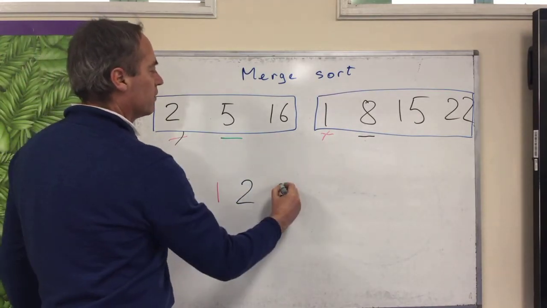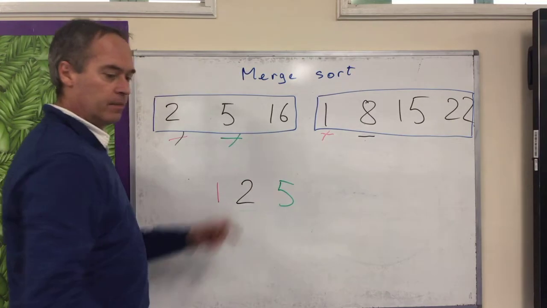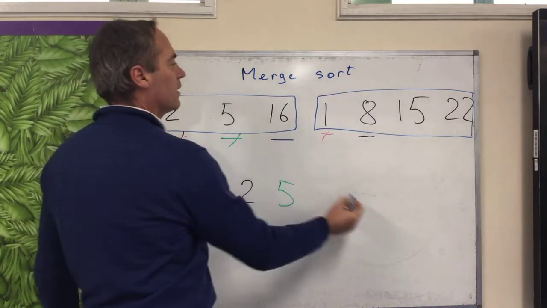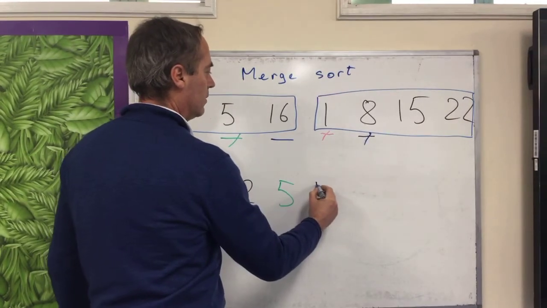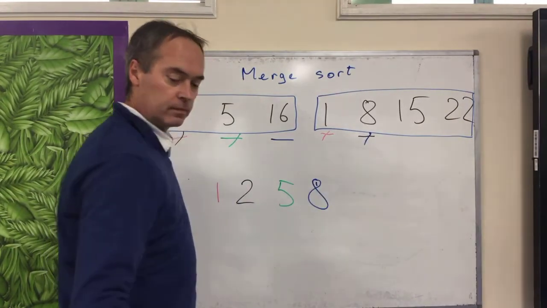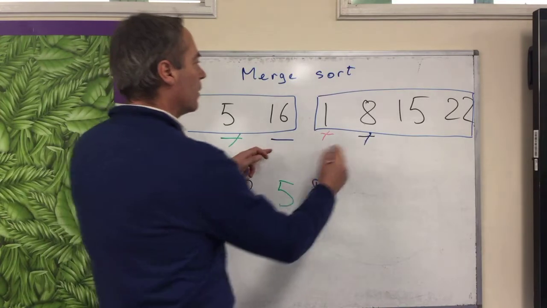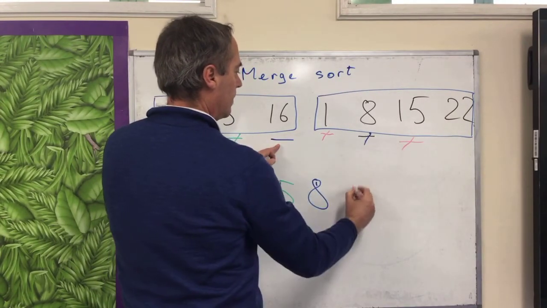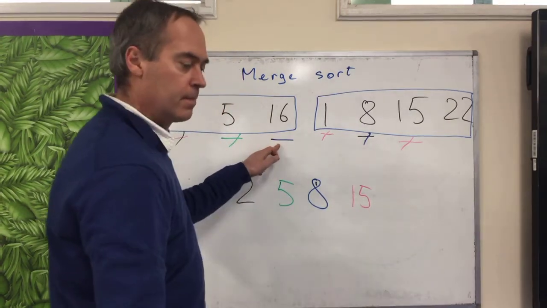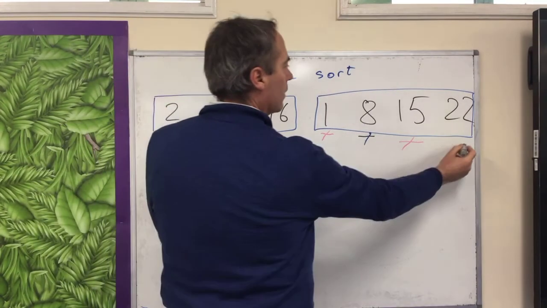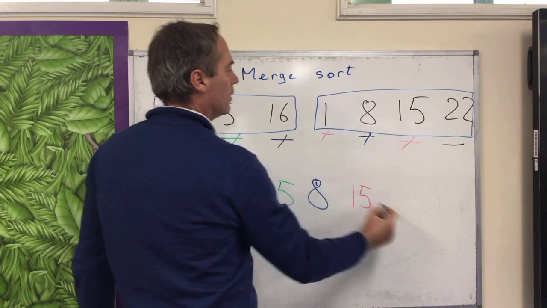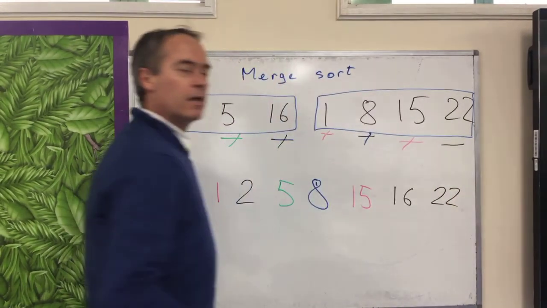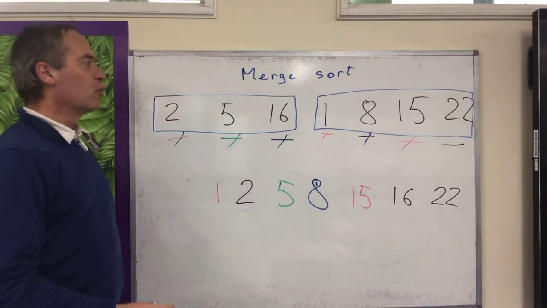5 and 8, 5, then 16 and 8, 16 and 15, 16 and 22, and that's how a merge sort works.